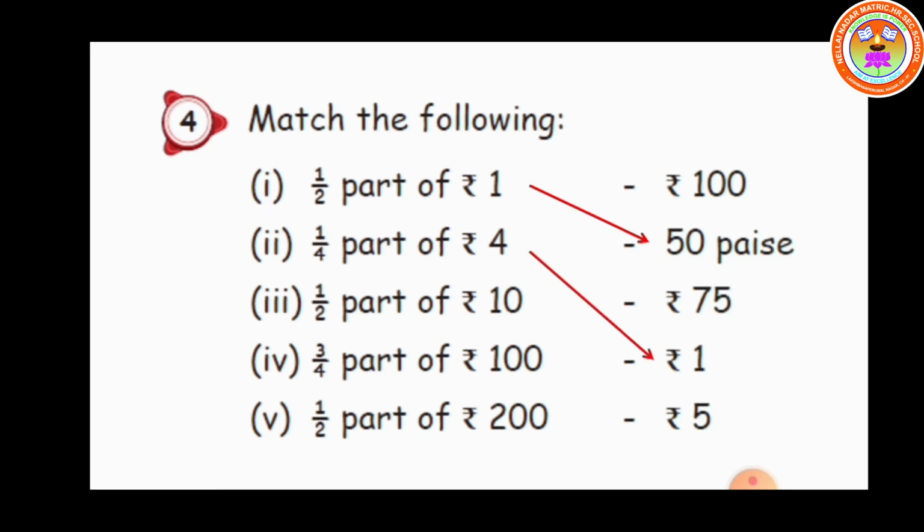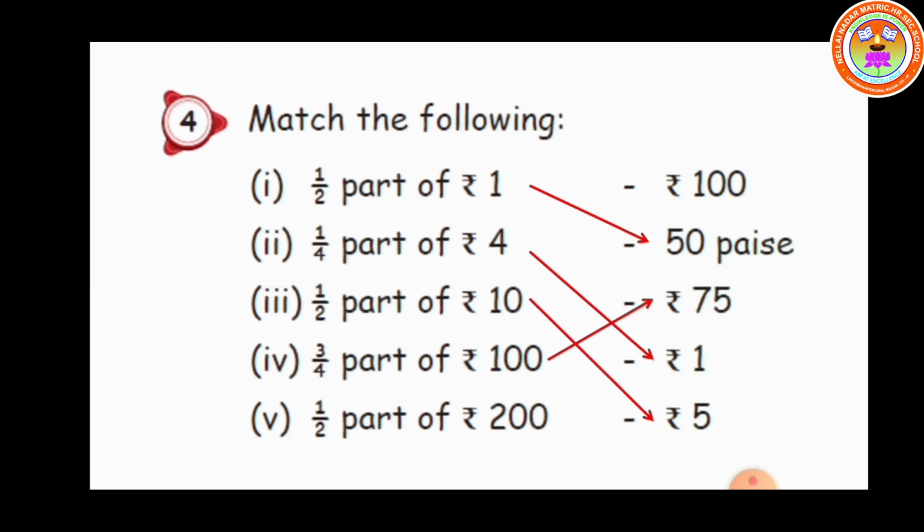1 by 2 part of rupees 10. Dividing by 2 we will get rupees 5. 3 by 4 part of rupees 100. First we have to divide this 100 by 4. You will get 25. Then multiply by 3. 3 into 25, 75. So you get the answer rupees 75.